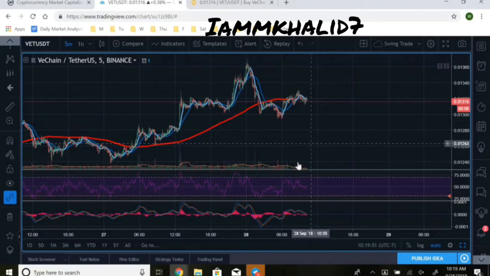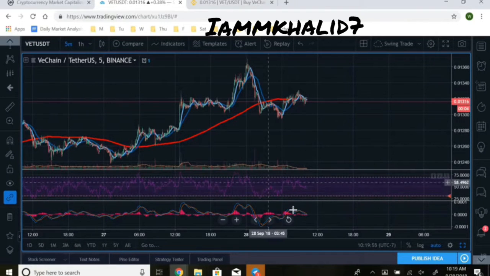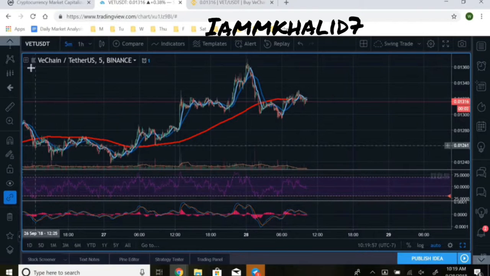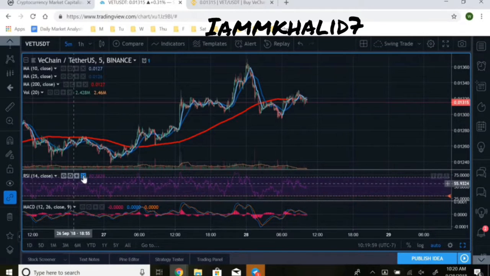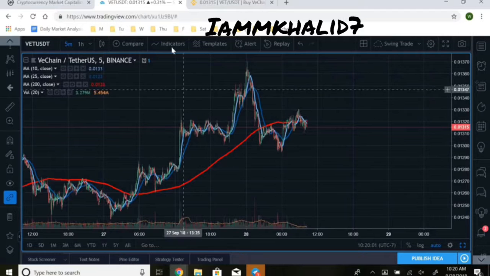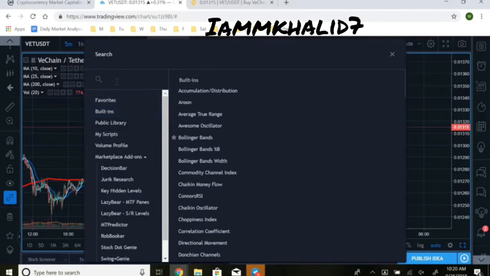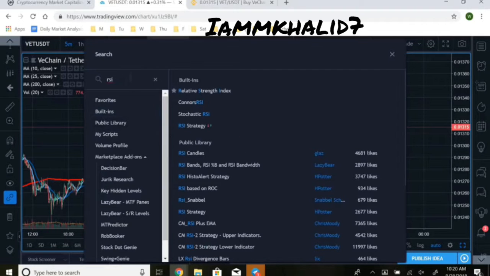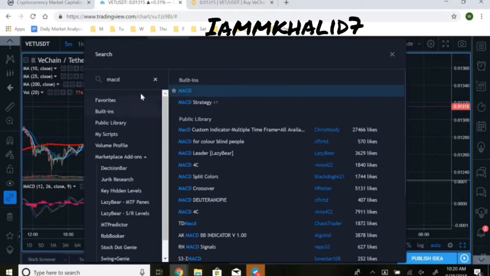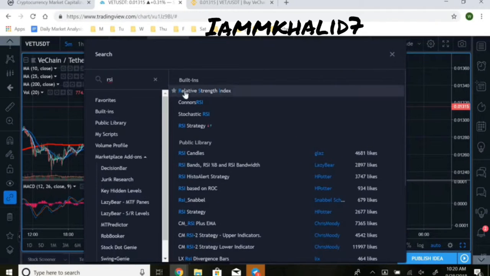So to start off, I want to start off with some of the simple indicators like the RSI and the MACD. So in order to get these up, why don't we just X them out here, and you're just going to come up here to the top, select indicators, go into the search bar and type in the MACD, and then erase that and type in RSI. And you're just going to want to choose the relative strength index.